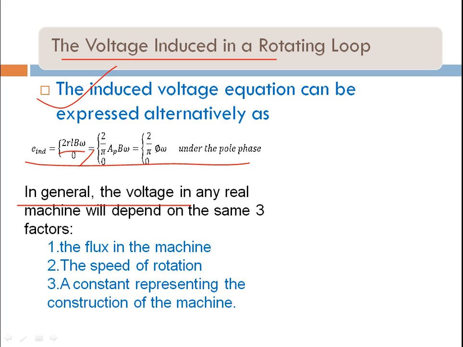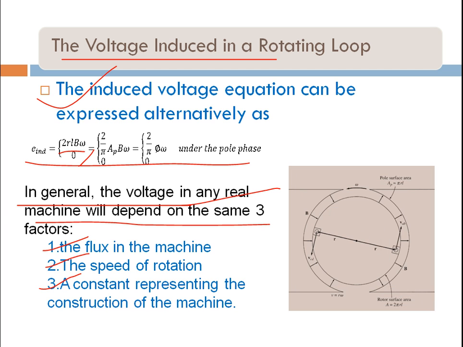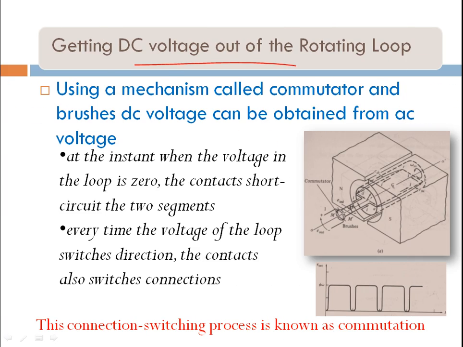In general, the voltage in any real machine depends on the same three factors: one is the flux in the machine, two is the speed of rotation, and three is a constant representing the construction of the machine. Getting DC voltage out of the rotating loop uses a mechanism called the commutator and brushes. In a DC machine, DC voltage can be obtained from AC voltage. Very important, what is the commutator?